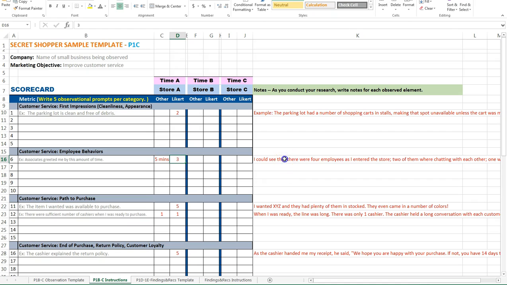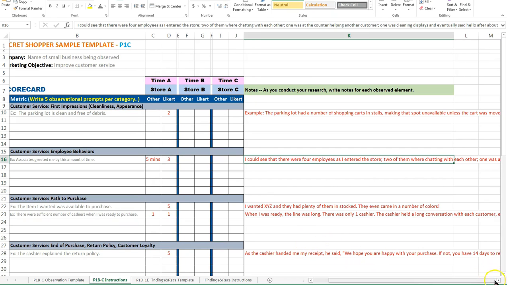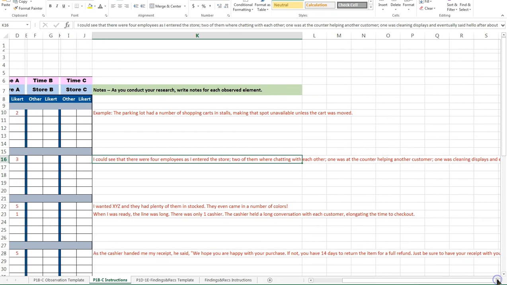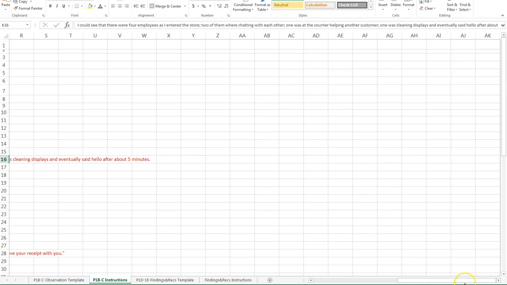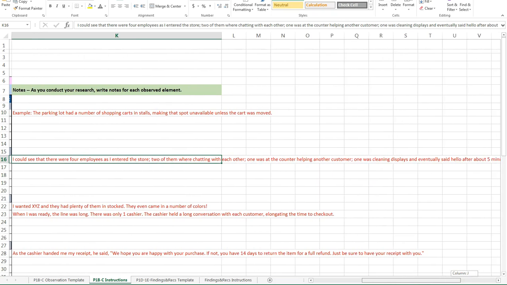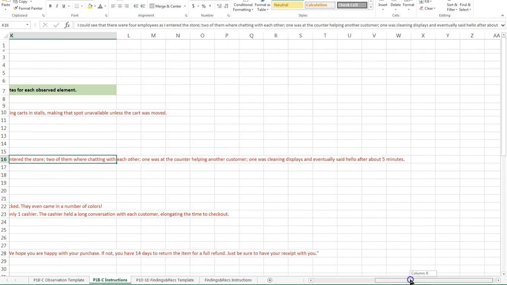Why a 3? Well, because in my notes, I could see that there were 4 employees as I entered the store. 2 of them were chatting with each other, and one was at the counter helping another customer. One was cleaning the display, and so on. And then one was cleaning displays and eventually said hello after 5 minutes.